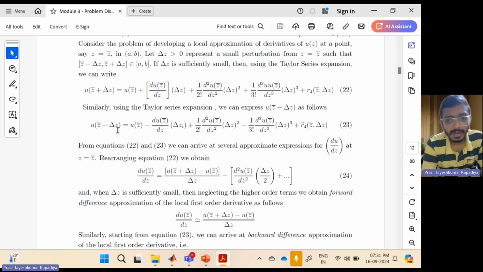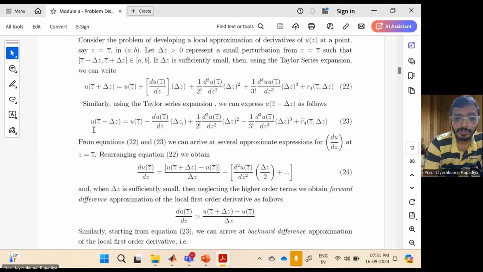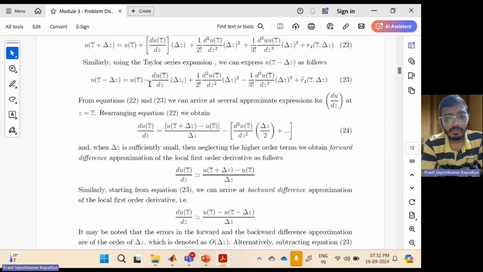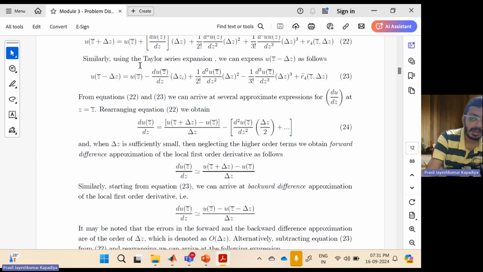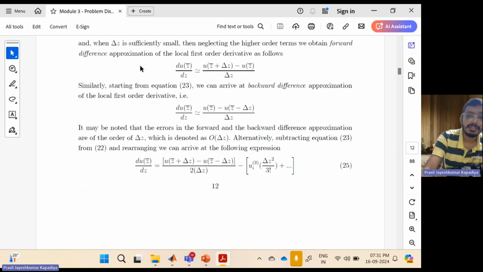Further, if I find du by dz from the second equation, it will be u of z minus u of z minus delta z, divided by delta z. So this is called backward difference approximation. It may be noted that the errors in forward and backward difference approximation are of order delta z.